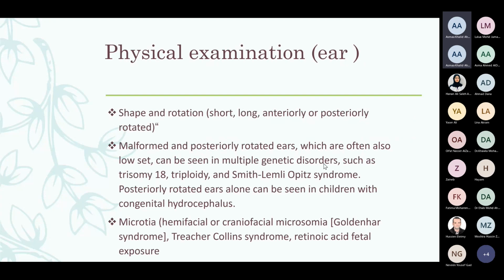For the ear, you will see if it's short, long, anteriorly or posteriorly rotated, malformed, or totally absent, and lucid, like in multiple genetic disorders. I will not mention one disorder because we know it's lucid in many disorders. Or macrotia, which is something like Goldenhar syndrome will have it, or Richard Colling. See, this is wholly abnormal.